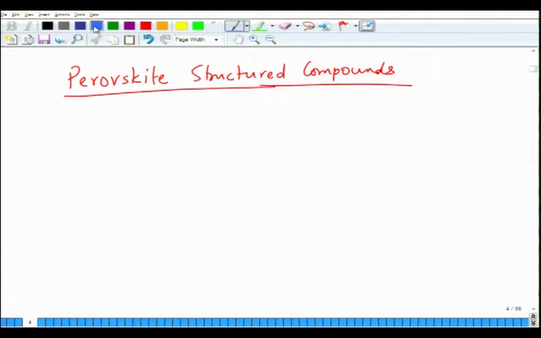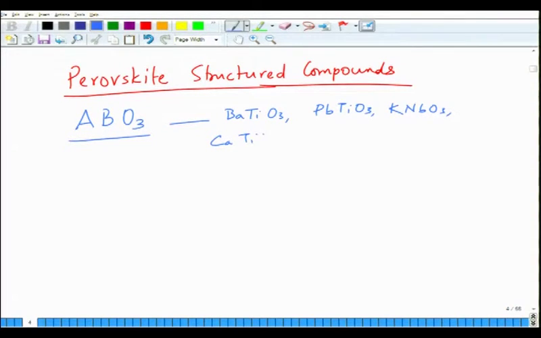In this category, the general formula of these compounds is ABO3, and this is again an ionically bonded solid. The compounds that you can include in this category are things like barium titanate, lead titanate, KNbO3, potassium niobate, calcium titanate, strontium titanate, various titanates and niobates; they follow this kind of structure.